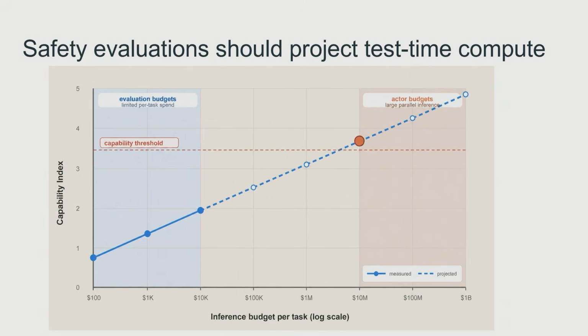So in my ideal world, safety evaluations would be done in a way like this, where you have an x-axis of inference budget. You do evaluations at relatively low costs, because it's not feasible to do a lot of evaluations at $10 million for every data point. And then you just project outwards and try to project what performance would be at higher inference budgets.